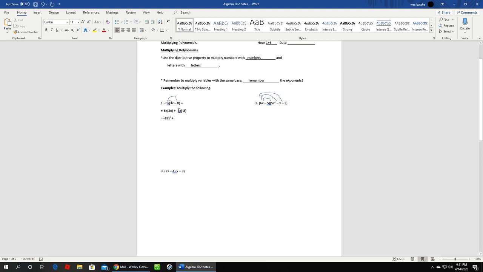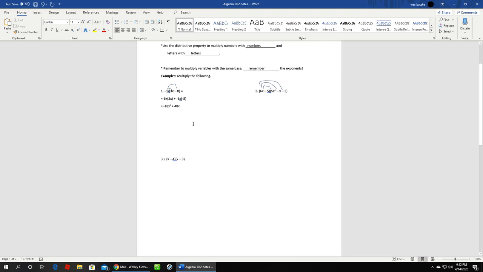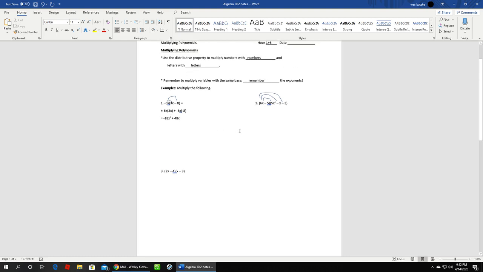All right, so then next part, negative 6 times negative 8. Well, it's a negative times a negative, so you get positive. It's going to be 48x, right? There's no second x here, so it just stays by itself. All right, so that's all that this review is really talking about. And that's all that we're going to really look at today.